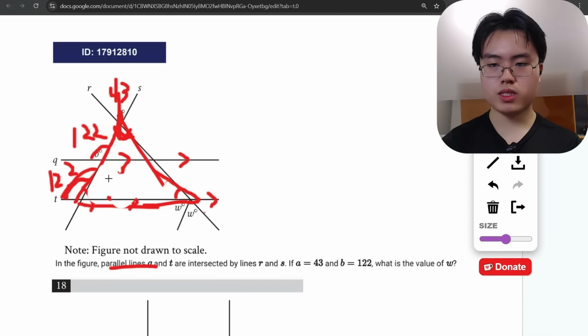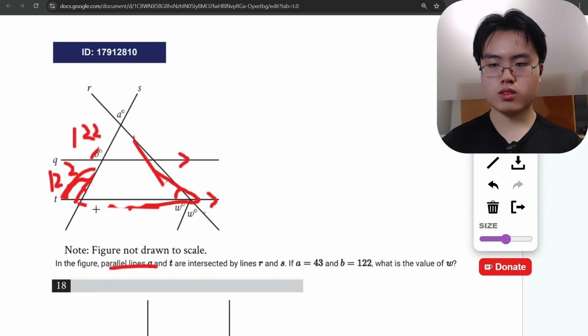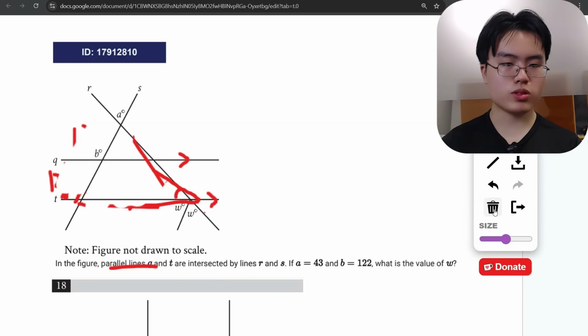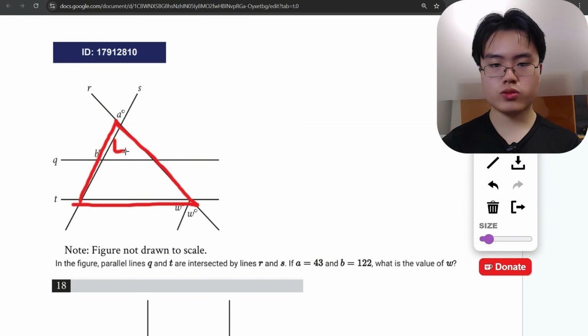Sorry, this is a mess. Let me clean this up. Okay. Actually, yeah. Let me just start over. Okay, wait. I'll do this really quick. So we have a triangle, right? And we know this was 43 because of vertical angles with angle A, and this one is 58. Yeah, because 180 minus 122 should be 58.